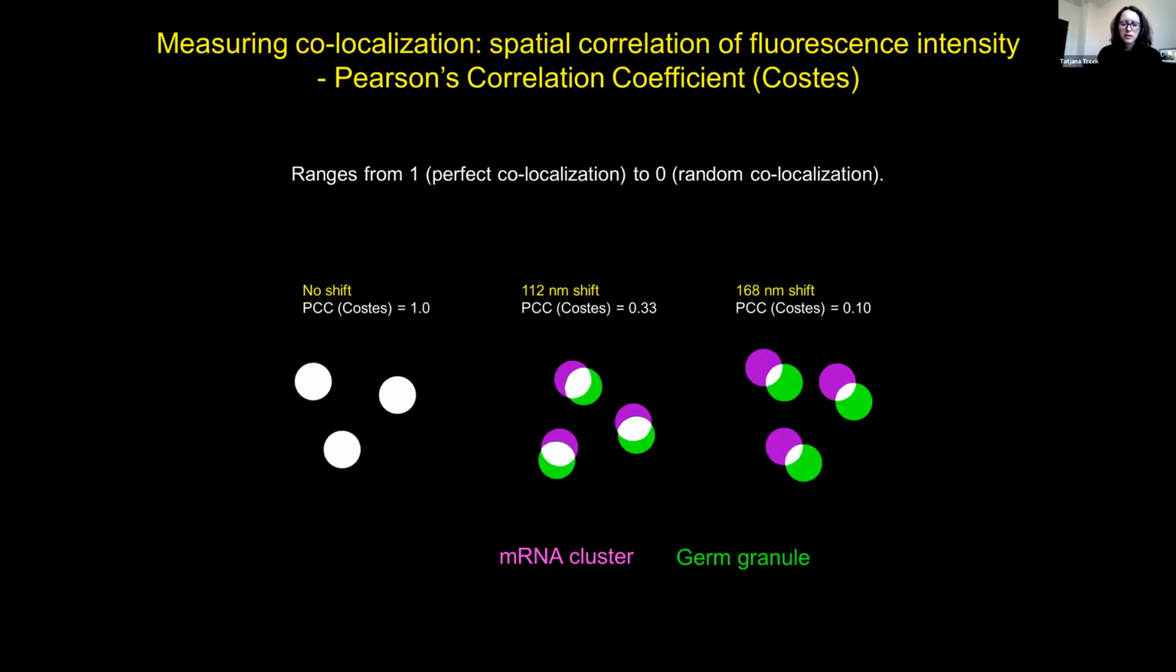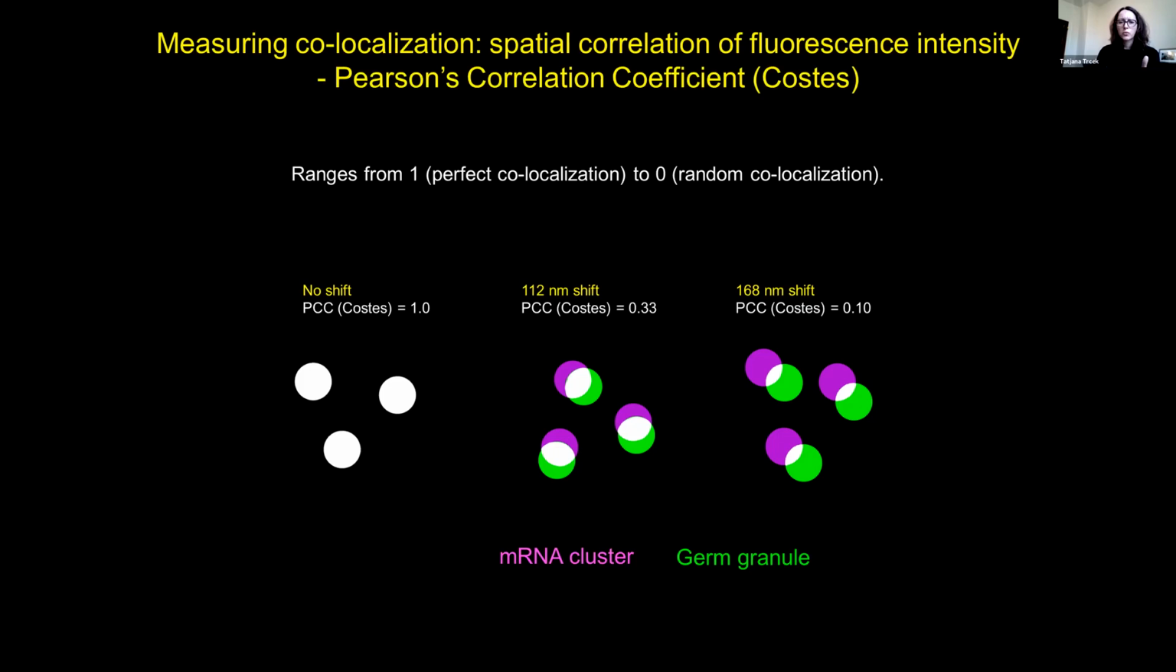And as the distance between overlapping objects is increasing, PCC Costes is decreasing, as shown here, indicating that, as was the case with our measurements, mRNA clusters and granules are colocalizing at a greater yet fixed distance relative to each other.